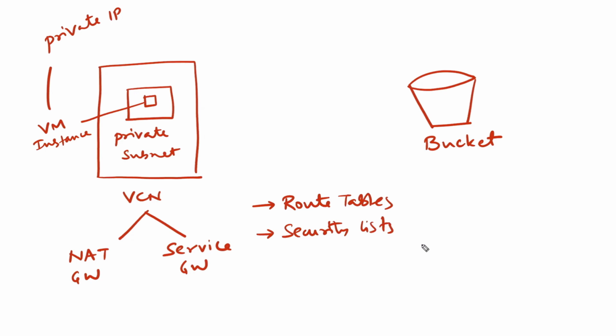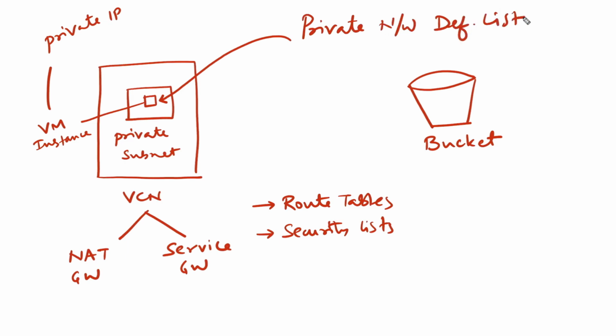What I will then do is I will connect to this virtual machine instance. And this part is also interesting because this VM instance does not have a public IP address. So I will make use of something that is known as private network definition list. So it is one of the features that we have in Cloud Shell. So I will make use of this feature to connect to this particular virtual machine instance.